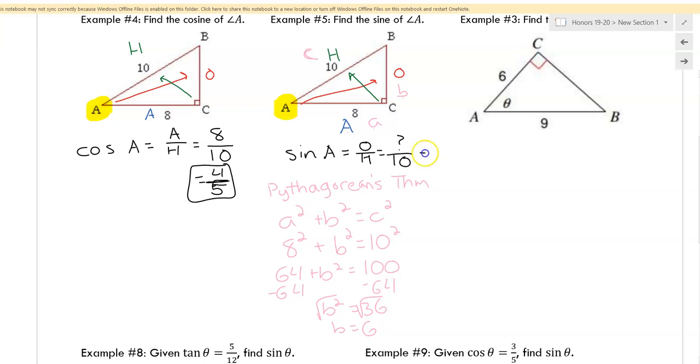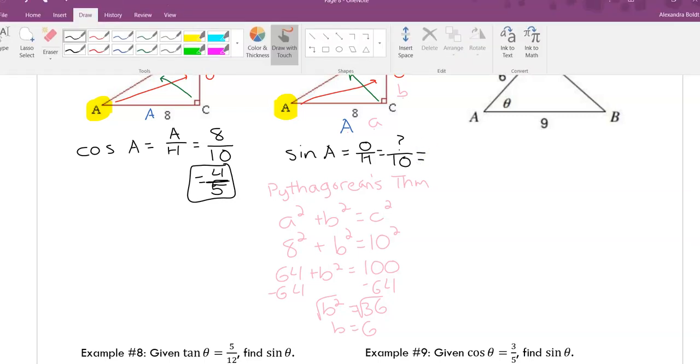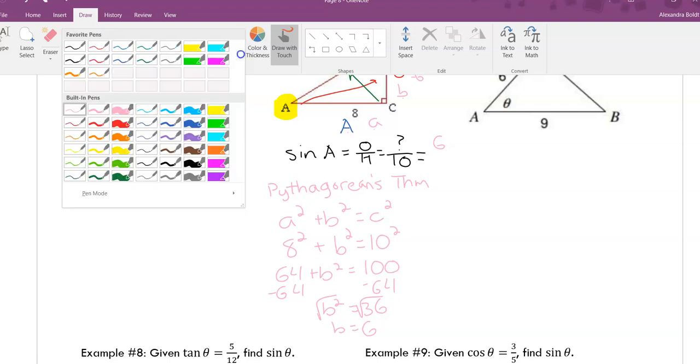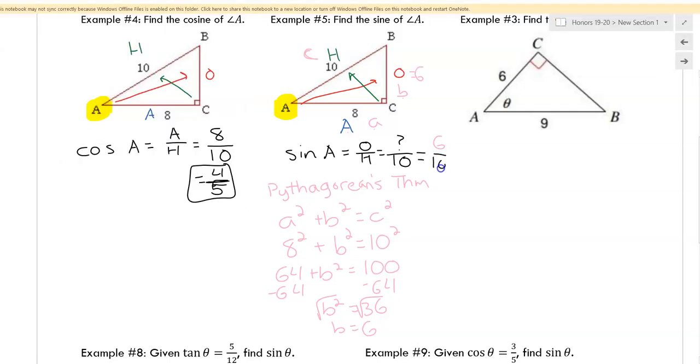I now have that this equals 6 out of 10, which is 3/5. Okay. So the Pythagorean theorem is this extra step to find what that missing side is before we can set up our trig ratio. Okay, let's look at another example just like this one.